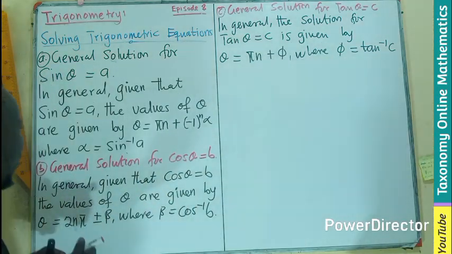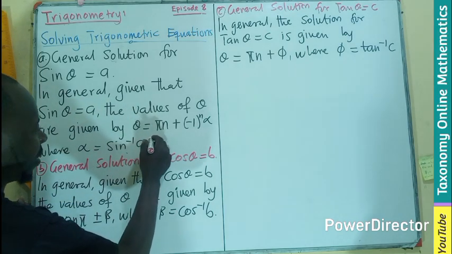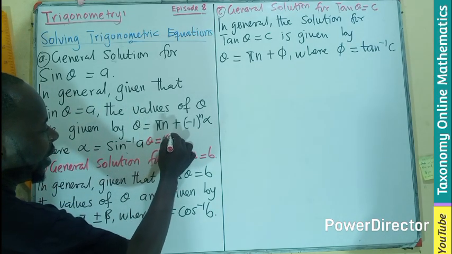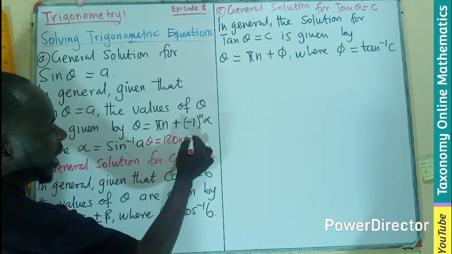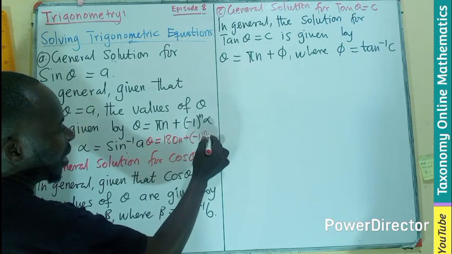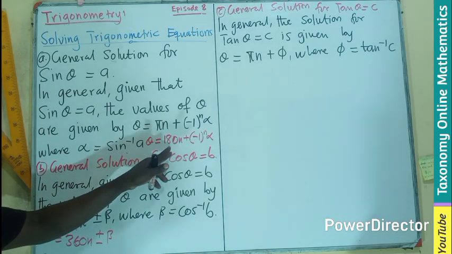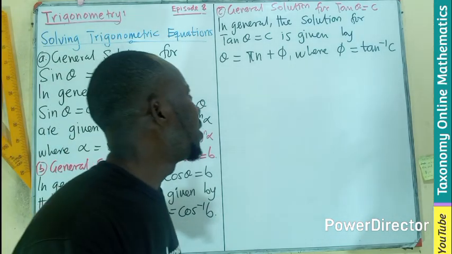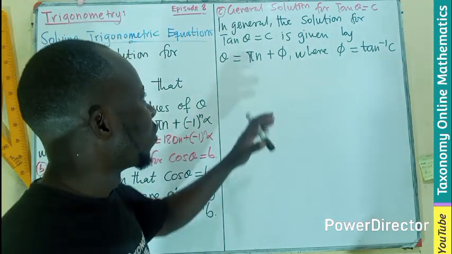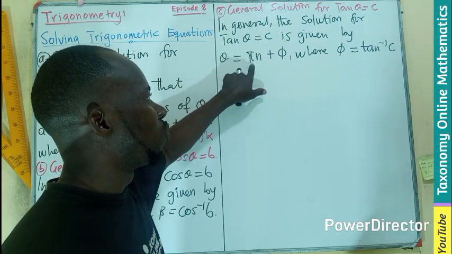Let me rewrite this. It should be theta equals 180 n plus negative 1 to the power n times alpha. Then in the case of cos, your theta should equal 2 pi, which is 360, n plus or minus beta. So this is what the values are going to be. If you are dealing with degrees, you go for this; if pi, you go for this.